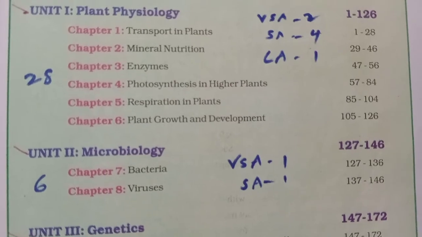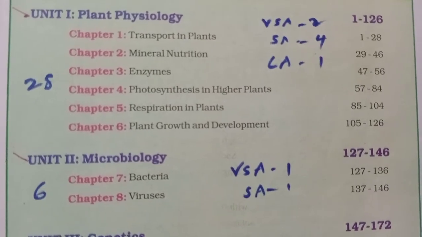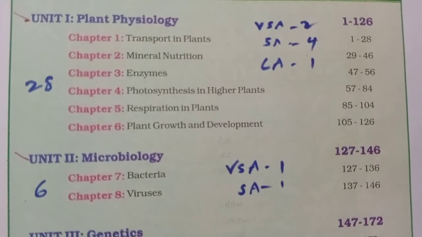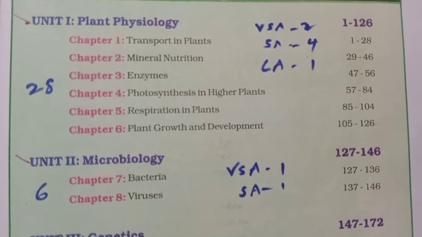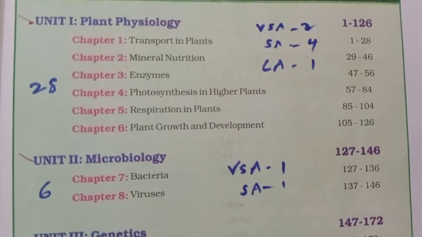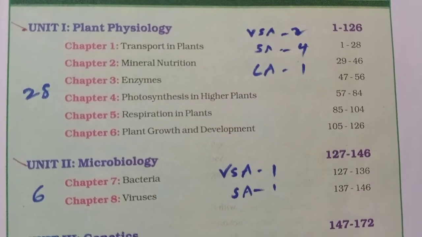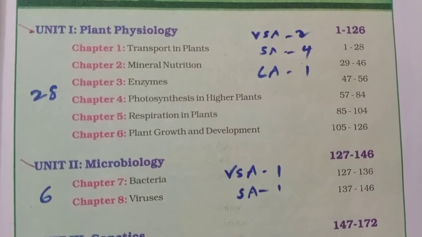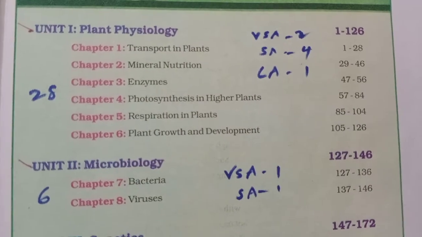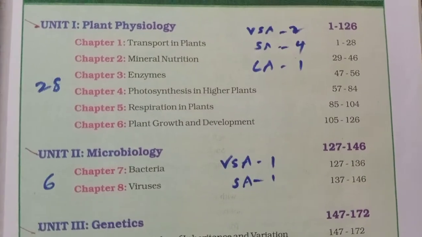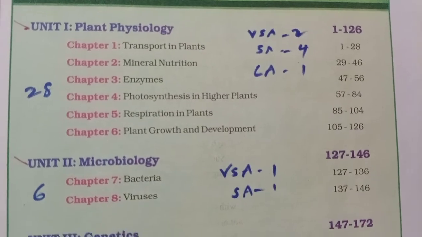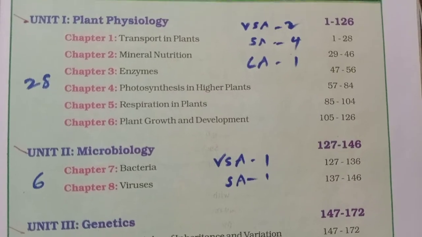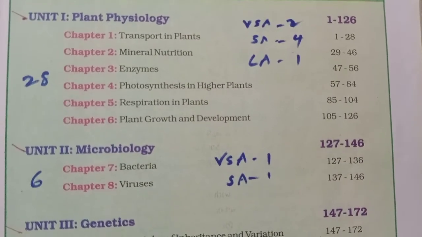Next, chapter 4, photosynthesis in higher plants. Photo means light, synthesis means prepare. So in higher plants, how does photosynthesis occur? The mechanism of photosynthesis and the differences between C3 and C4 plants, and mainly the cyclic and non-cyclic photophosphorylation, what the products are, what the reactants are, and what the use of photosynthesis is in plants as well as human beings and other animals, we will study that.